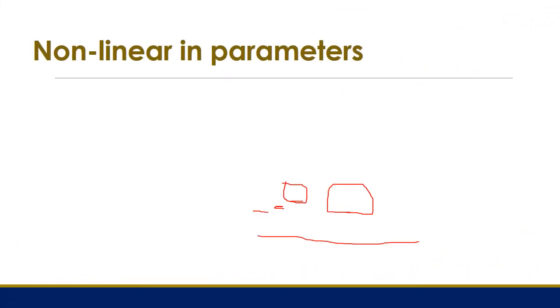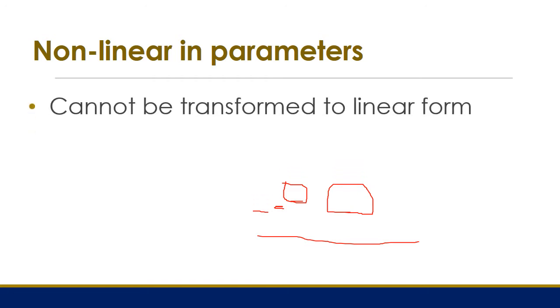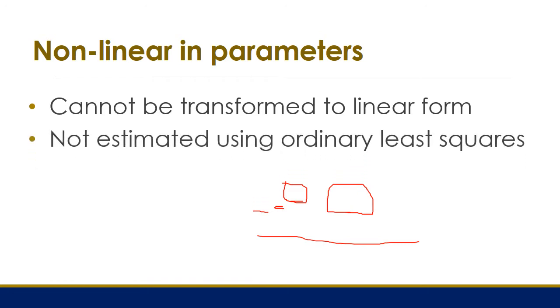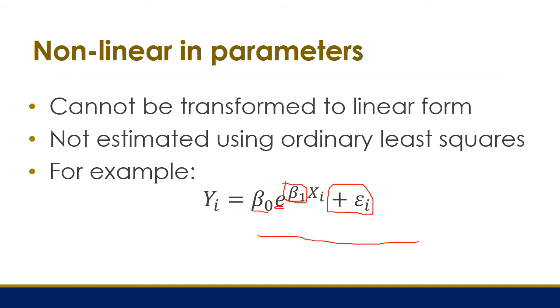Some models that are nonlinear in parameters cannot be transformed to linear form and are therefore intrinsically nonlinear. Moreover, for such models, the parameters cannot be estimated using the ordinary least squares method. For example, if we look at this equation, the parameters are beta naught and beta 1. Beta 1 is in the power of e, and therefore it is nonlinear, because if you write it, it will be e raised to beta 1.